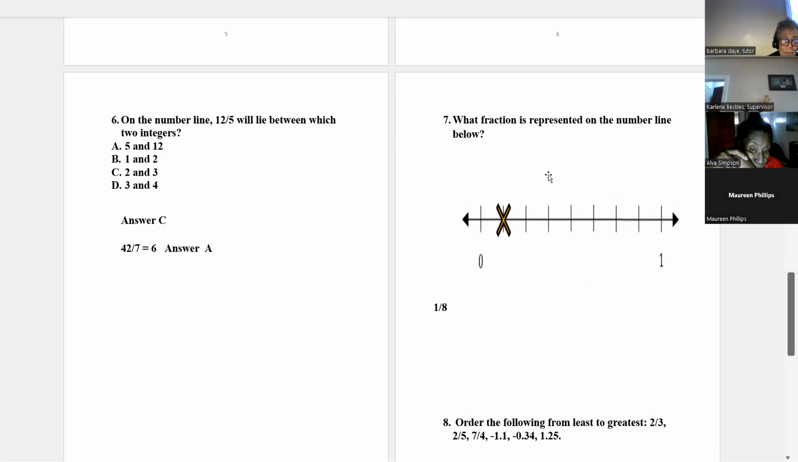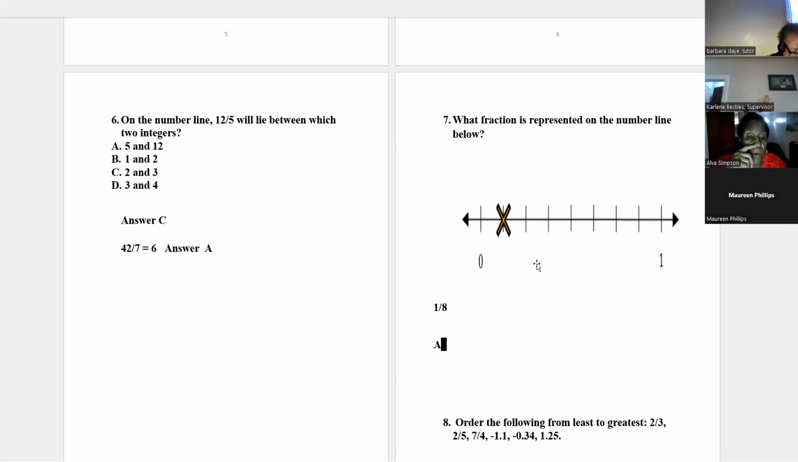So you have 0, 1/8, 2/8, 3/8, 4/8, 5/8, 6/8, 7/8, 8/8, which is 1. So X is what fraction? It's 1/8. That's right.